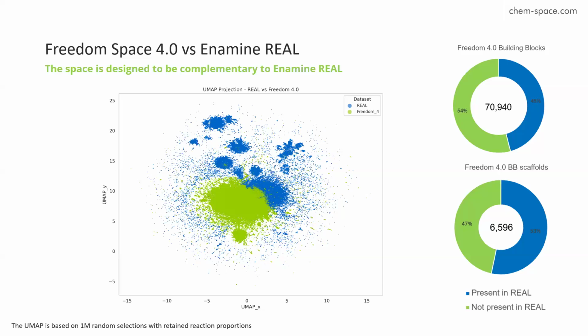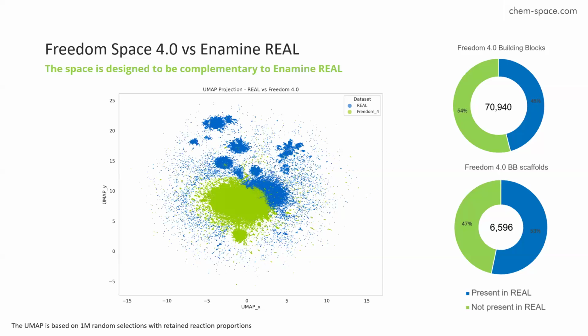And we included the building blocks that are shared between the 2 spaces on purpose, so that if you do hit expansion within Enamine REAL and you don't find good follow-ups, you can try your luck and find additional molecules within Freedom Space for hit expansion. But you can also see that it occupies quite a lot of distinct chemical space, which can be used for hit identification strategies, like additional compounds for that.